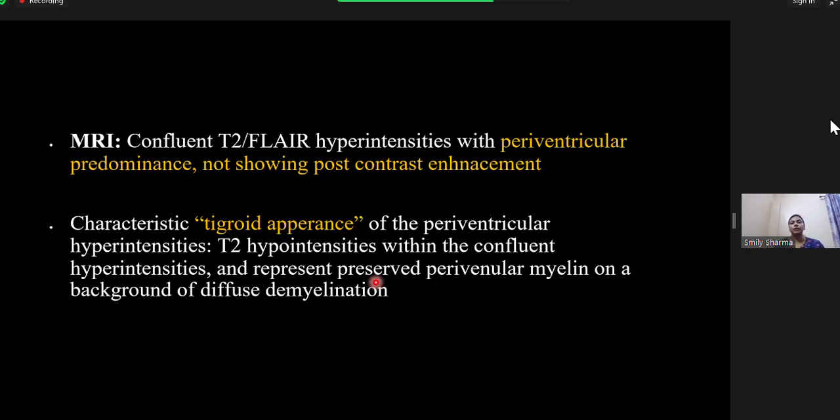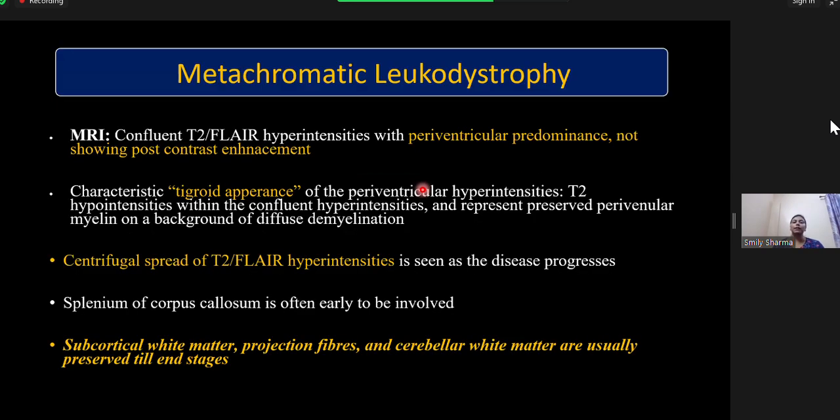Then what do we see, as we saw, is that the periventricular hyperintensity does not show contrast enhancement, but there is a characteristic tigroid pattern. Apart from this, the spread of hyperintensities is centrifugal. First of all, there is periventricular involvement. The splenium of the corpus callosum is involved early, and later on it spreads into further regions. Though subcortical fibers are spared, very late in the disease there can be extensive involvement as well.